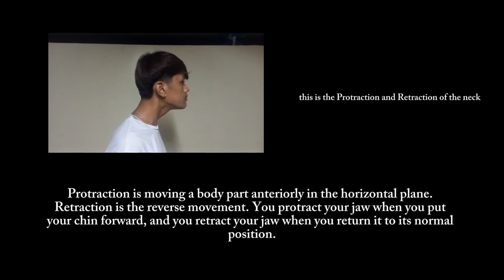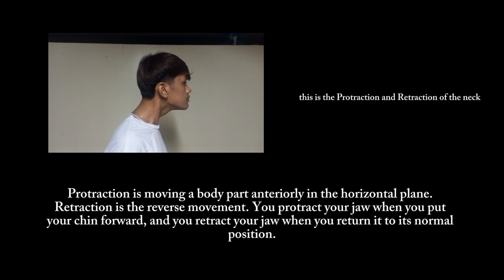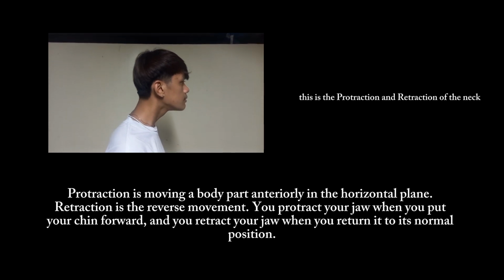Next is the protraction and retraction. Protraction is moving a body part anteriorly in the horizontal plane. Retraction is the reverse movement. You protract your jaw when you put your chin forward, and you retract your jaw when you return it to its normal position. Next is the elevation and depression.